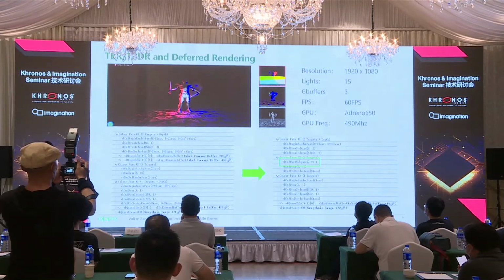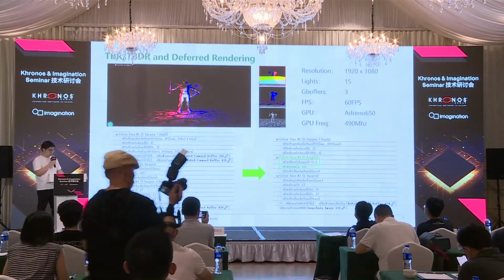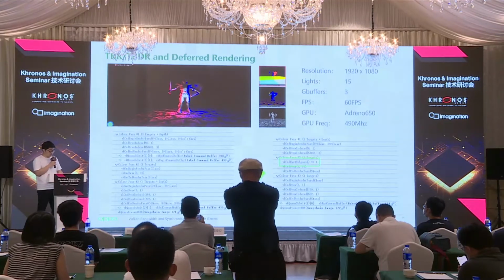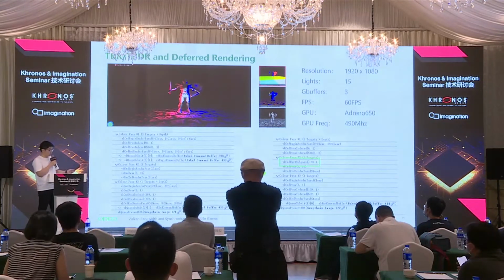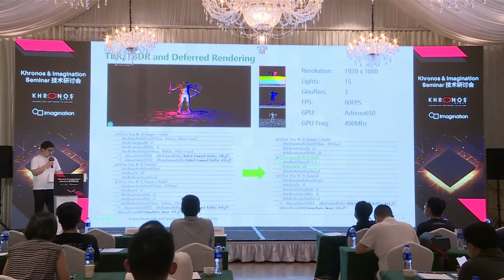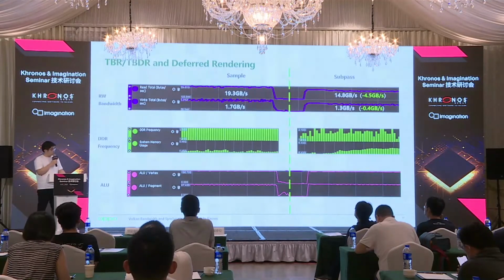The number of lights, and FPS and GPU frequency are the same. So the difference is whether it interacts with the memory. So on the left side, of course, the G buffer is stored in the memory. On the right side, it doesn't interact with the memory. It's just on the on-chip memory.